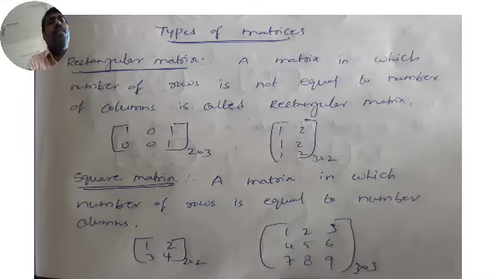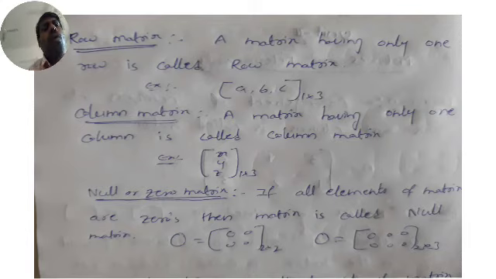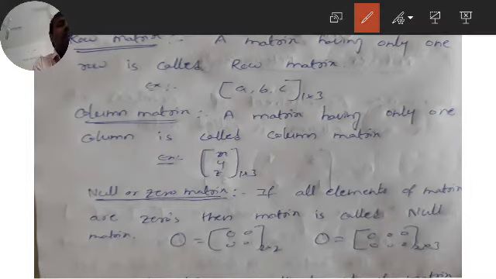Are you getting it, guys? So next one, row matrix. A row matrix means it contains only one row, and a column matrix means it contains only one column, then we call it a column matrix. Only one column.